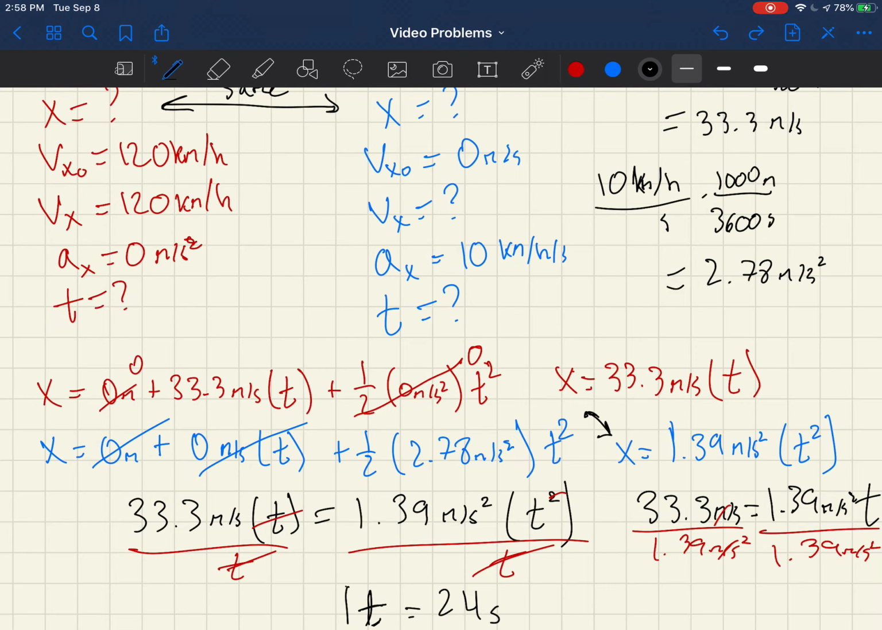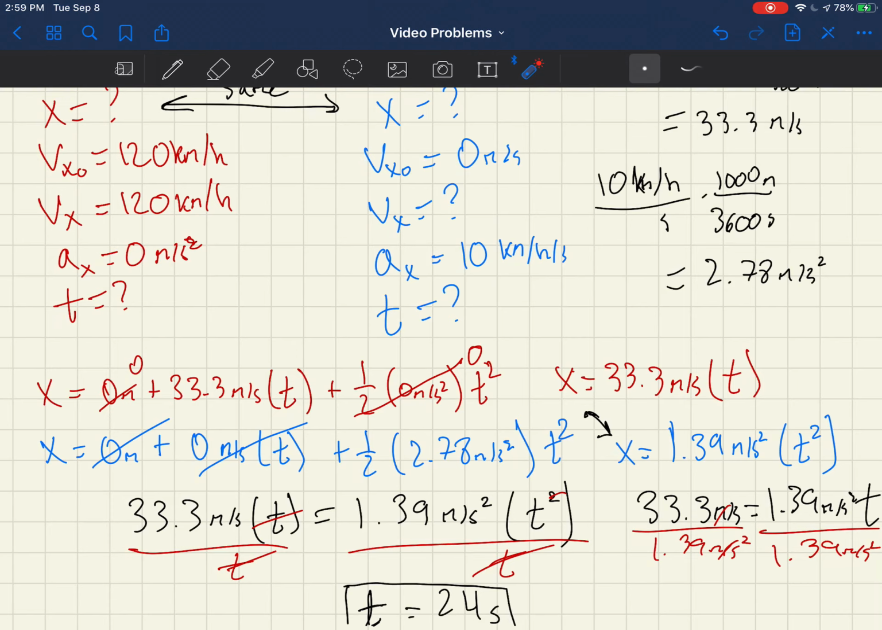Okay, so it takes 24 seconds for the cop car to reach the same position as the speeder. Let me just review what I did here. I figured out the equations for them separately, and I knew that solving for x for both equations, those x's are equal to each other, so I can just set these two equations equal to each other. That's what I did here, solved using some algebra, and that left me with t is equal to 24 seconds. So that allows me to know how long it took.